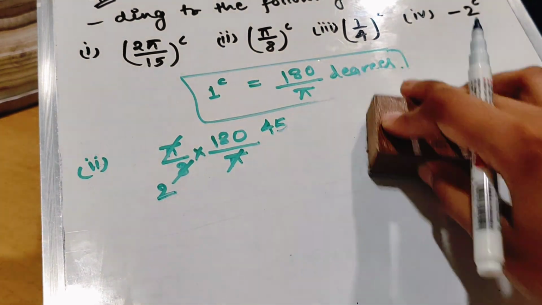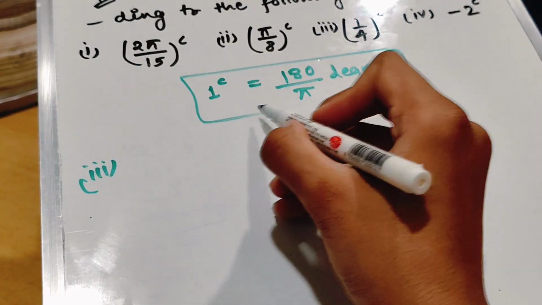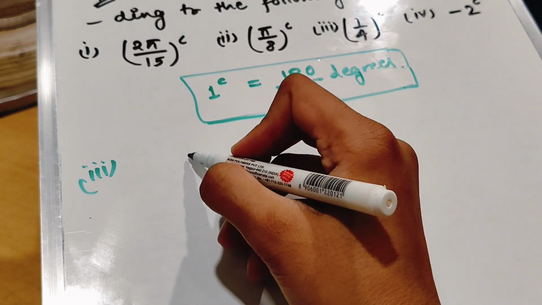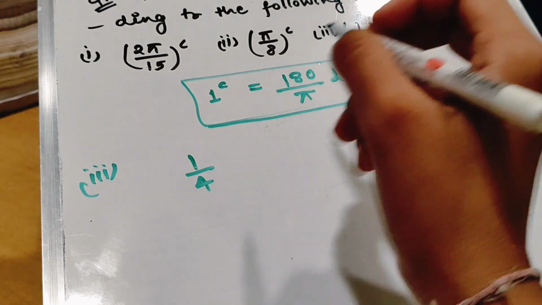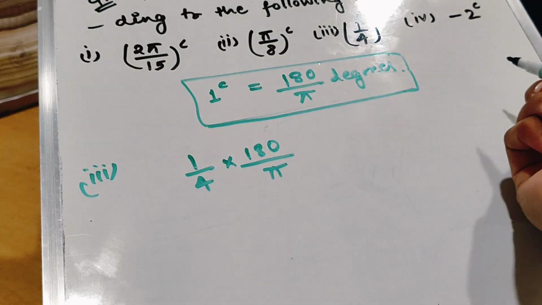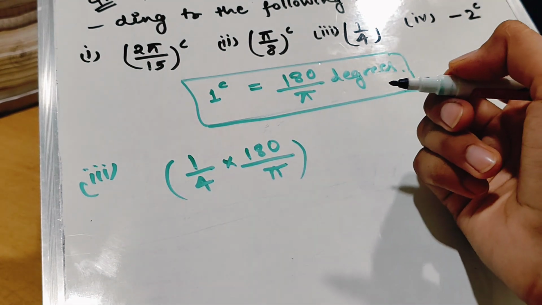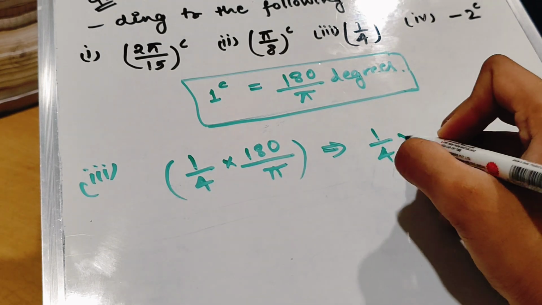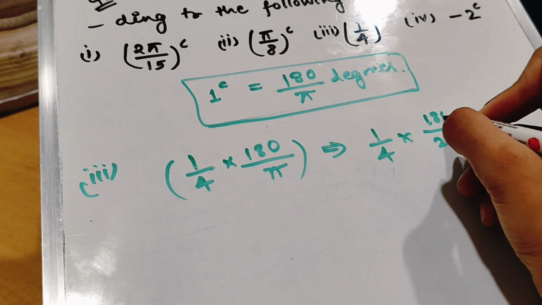now let us solve the third part. So the third part is 1 by 4. Again we will multiply 180 by pi. Now this time, it is converted to degree. Now this time there is no pi to cancel out the pi. So we will simply write pi as 22 by 7. Right?